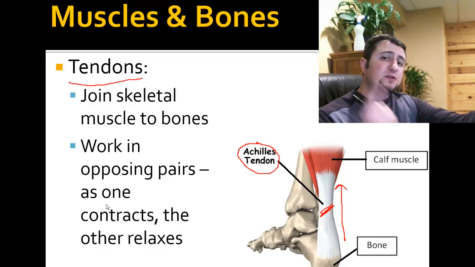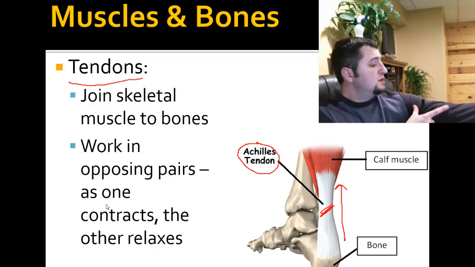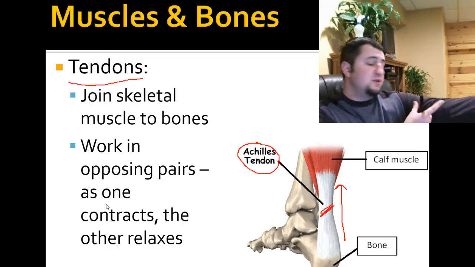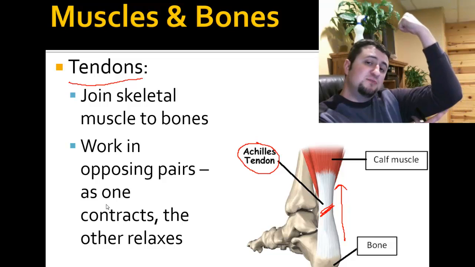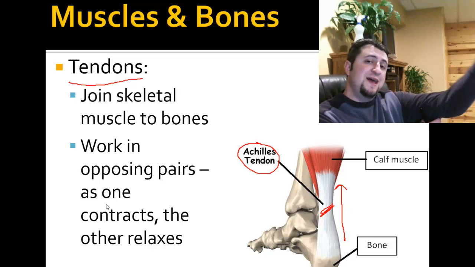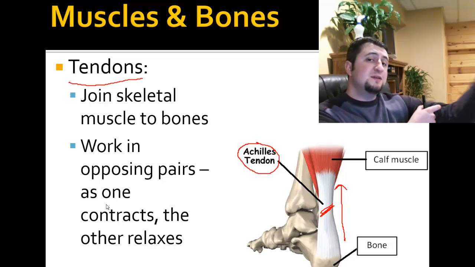Muscles never have the ability to push. They only have the ability to pull. So as this muscle shortens, or as the muscle contracts here, it pulls up on my forearm. And then as this muscle here contracts, it pulls down on my forearm. This muscle never pushes, it only has the ability to pull.